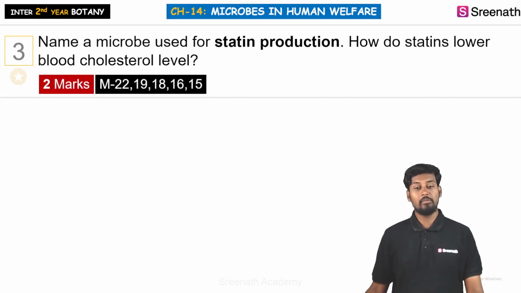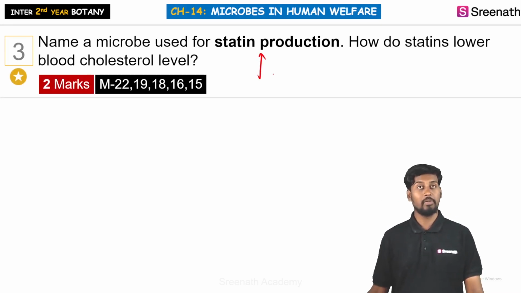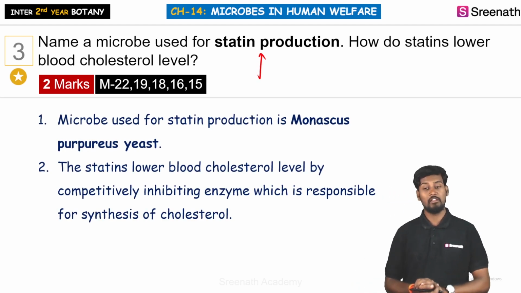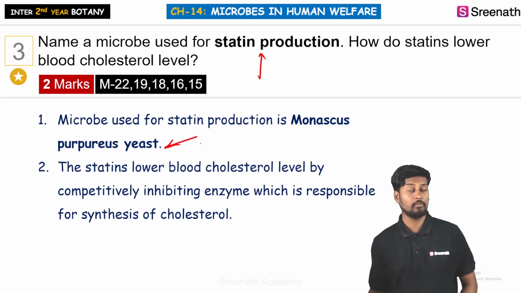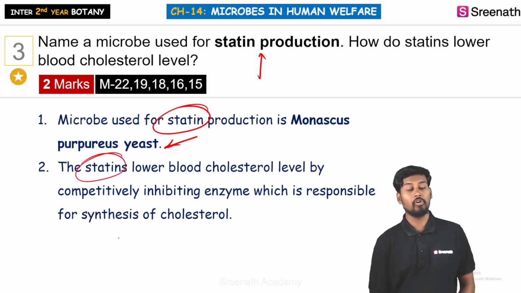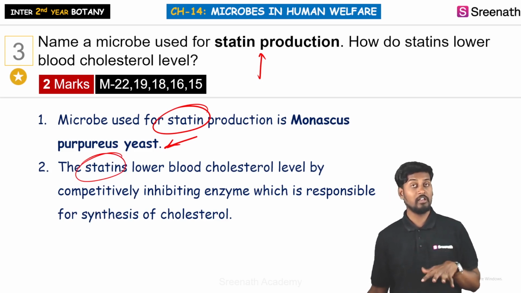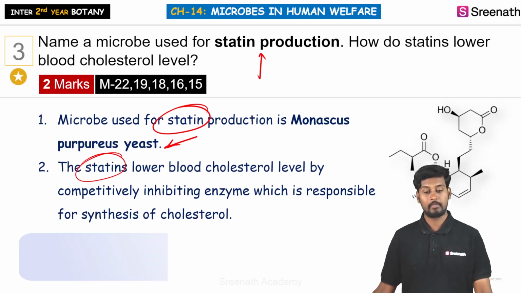The third question: name the microbe which is used in statin production and how do statins lower blood cholesterol level. The microbe generally used in the production of statins is Monascus purpureus, a yeast. This yeast is involved in the production of a certain kind of compound called statins. The use of statins is that they lower the blood cholesterol level; this group of molecules is very important in controlling, regulating or lowering the cholesterol level of the blood.